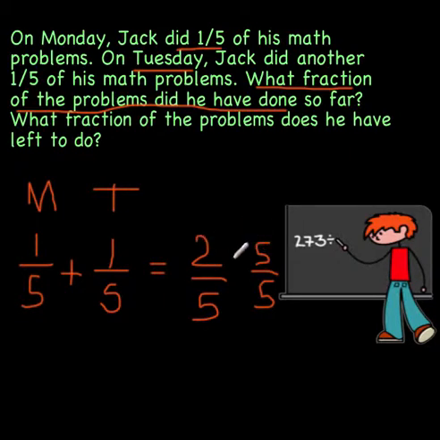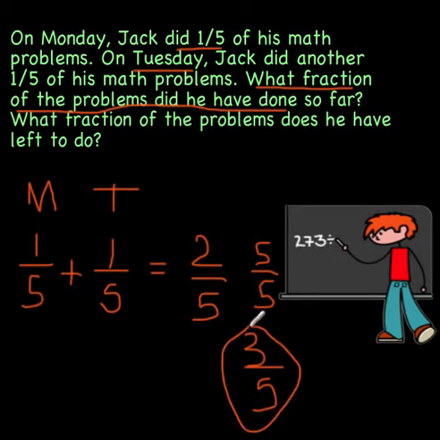2, 3, 4, 5. He would have 3/5 more to do. He's done 2/5. 3/5 more is what he needs to do. 3/5 more plus the 2/5 he's already done, 3 plus 2 would be all 5/5 of his problems. So the answer is, well, we really have two answers. 2/5 is what he has done so far, and 3/5 is what he has left to do.